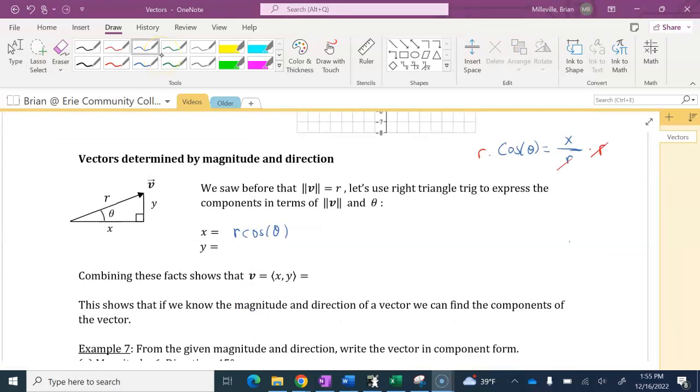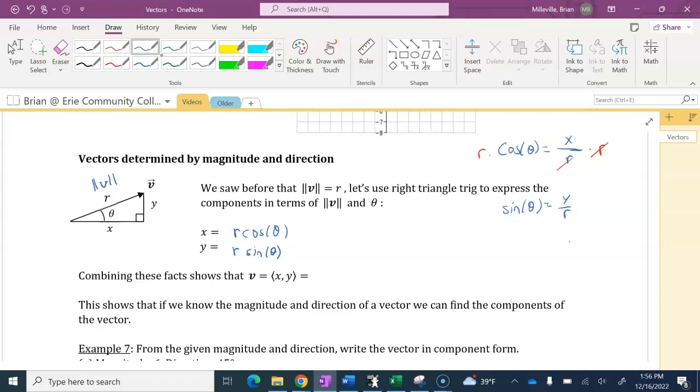And we can write a similar statement down for sine, and we're going to get a similar result. So sine of theta would be opposite over hypotenuse. So clearing the fractions out, y would equal r times sine of theta. Now r in this picture is really coming from polar coordinates, but in this context, that's really the length of the vector v.